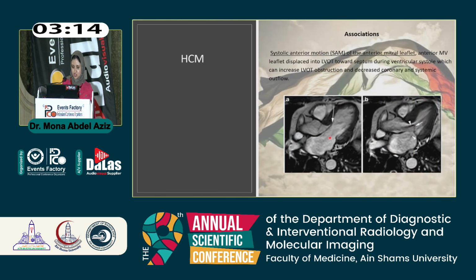This is the other association, the systolic anterior motion that we talked about. Due to the excessive musculature of HCM, there is abnormal chordal attachment, and this abnormal chordal attachment causes the anterior mitral valve leaflet to move toward the left ventricular outflow tract during systole, which does not happen normally. Normally, the mitral valve during systole is closed, while here it opens and moves towards the LVOT during systole, causing LVOT obstruction and hence decreasing the coronary and systemic blood flow.